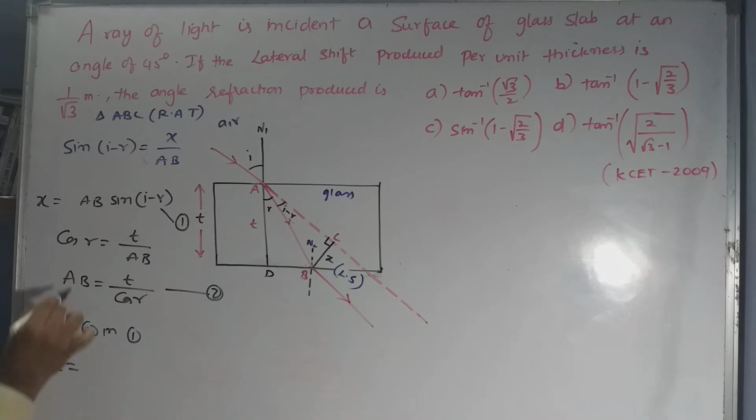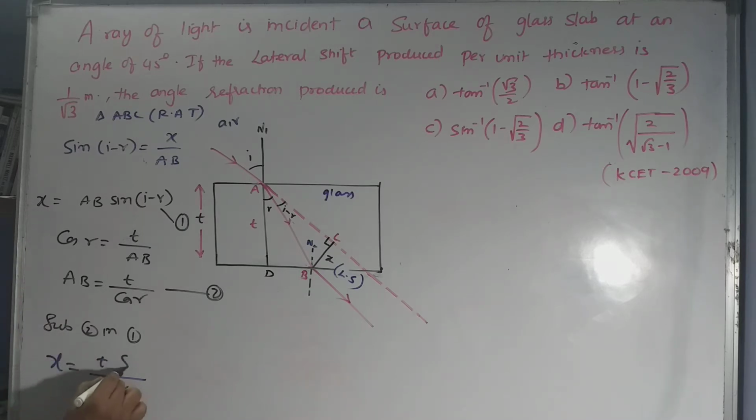So x is equal to, instead of AB, I am writing T by cos R. So if this is going to be T by cos R, this remaining part is sin(I minus R). So I got this one. This is x is equal to T sin(I minus R) by cos R. This is an equation I'm going to get, and that is called the lateral shift, the concept of lateral shift.